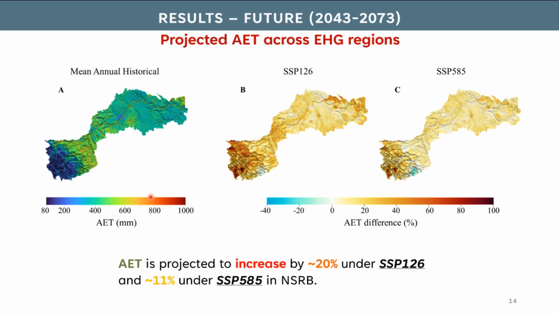Across the panels it is going to be similar. The left panel is the historical results, and the middle and the right are the difference between both scenarios and the historical simulations. What we found here is that across all the North Saskatchewan River Basin, the actual evapotranspiration is projected to increase around 20% under the SSP 126 scenario, and around 11% under the SSP 585 scenario.